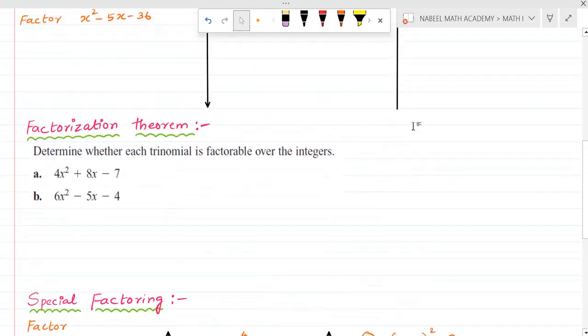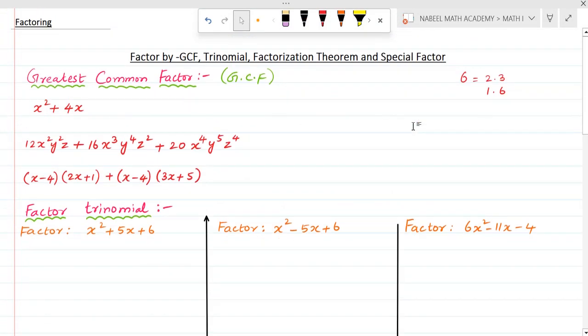In this video, we are going to discuss factorization by different techniques: the GCF, trinomial factorization, theorem, and a special factor. First of all, we go to the greatest common factor, that we call GCF. Greatest common factor is GCF.